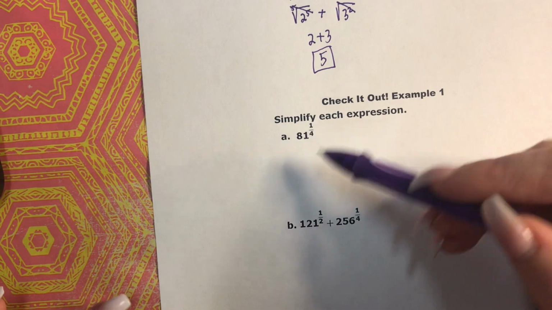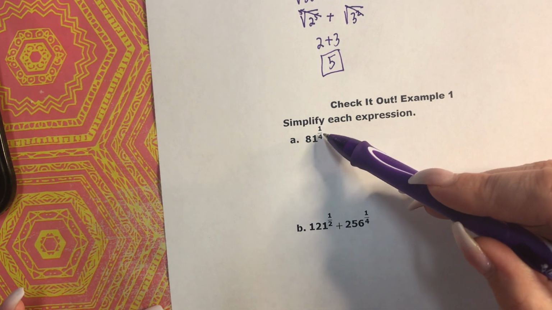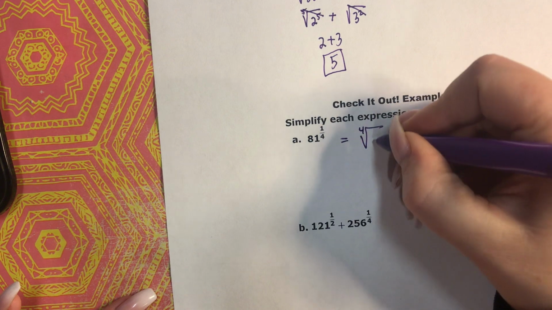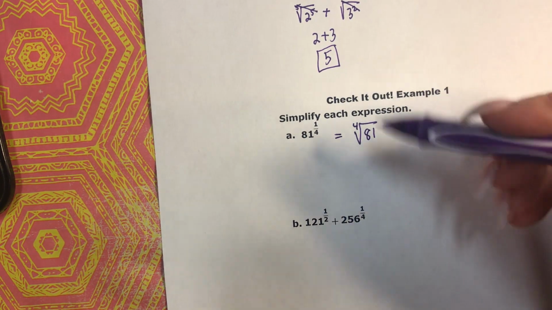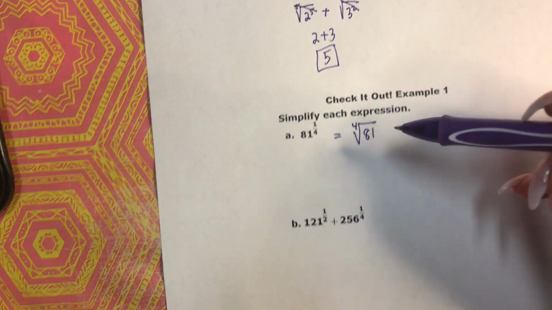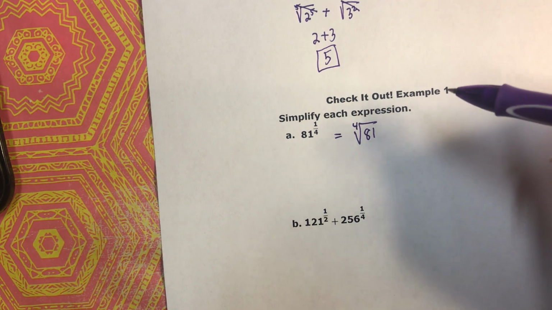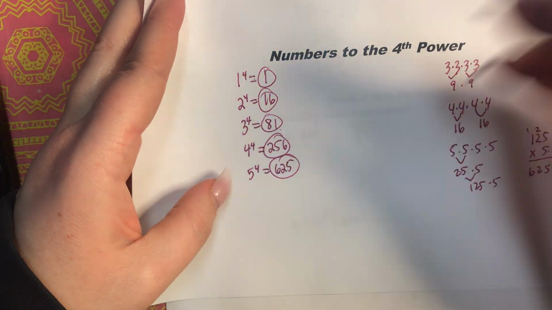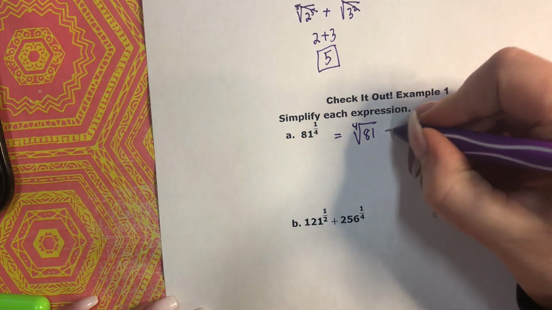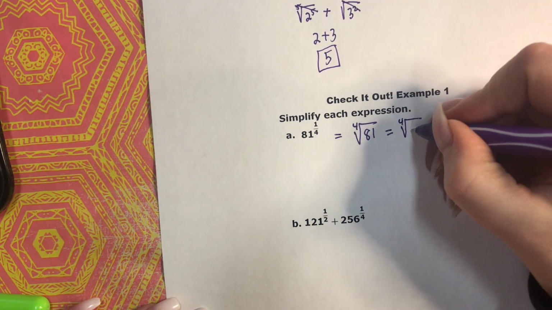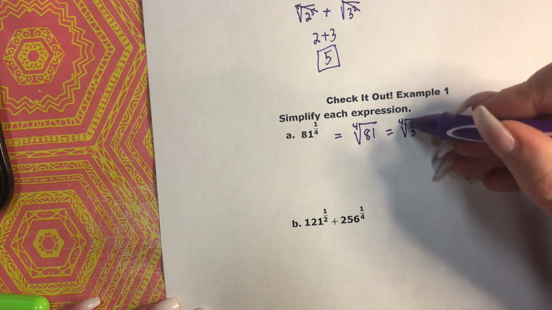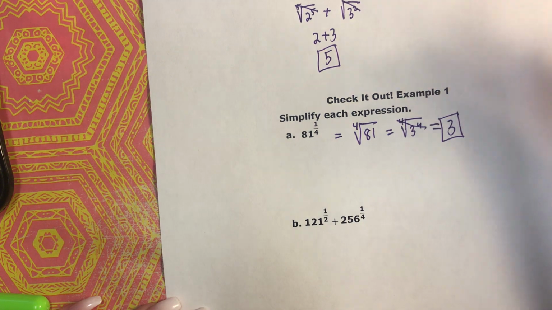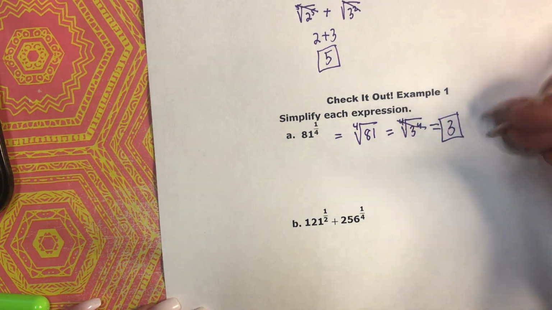Okay, so we are back. We know 81 to the 1/4 power, that's the index, so I can rewrite this as the 4th root of 81. Now what I'm asking myself is, is 81 a number that can be written to the 4th power? Here's all my numbers that can be written to the 4th power, and yes, 81 is the same thing as 3 to the 4th. So I can write this as 3 to the 4th, and then what happens? This 4th root and that 4 cancel each other out, and we're just left with 3, which is the answer. If you got that one right, great job.